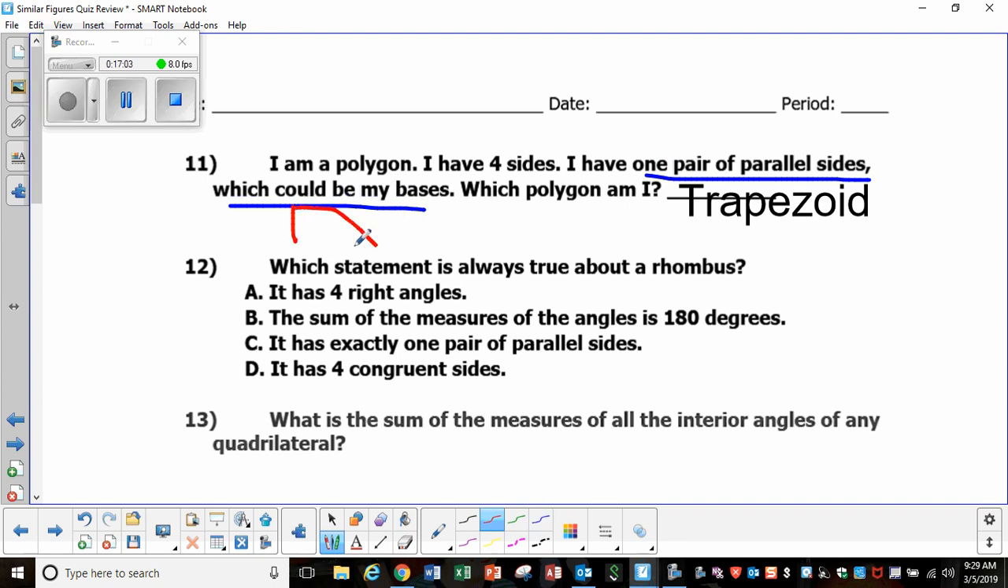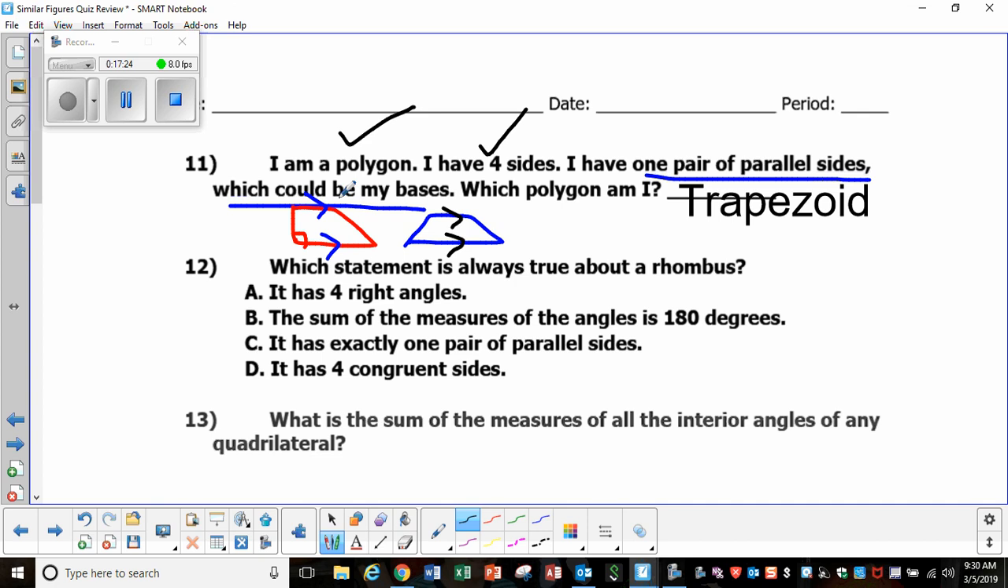So if I look at a right trapezoid, the top and bottom here are the bases, and that's the one pair of parallel sides. And if I look at a non-right trapezoid, the top and bottom here are the bases, and that's the one pair of parallel sides. And both of these trapezoids are four-sided, and they're both polygons.